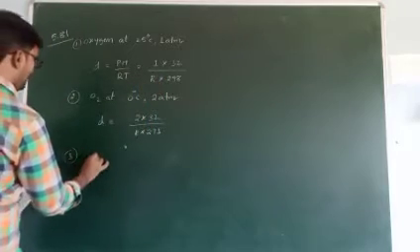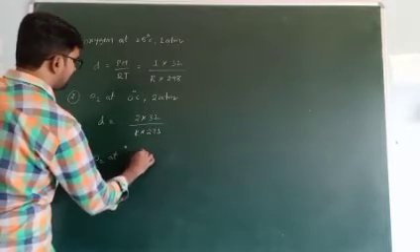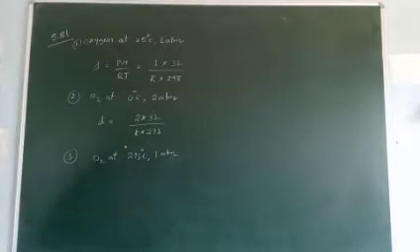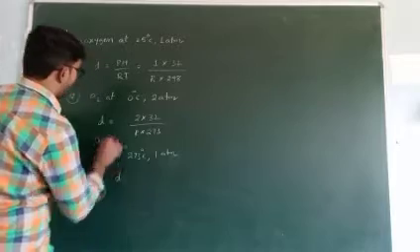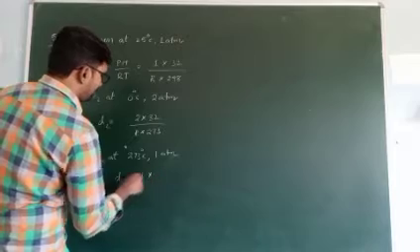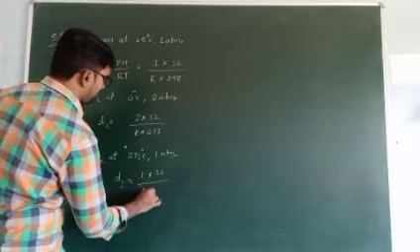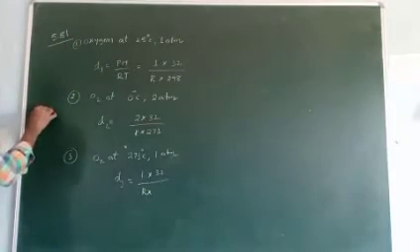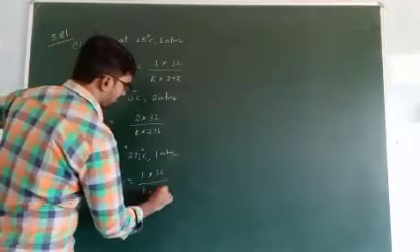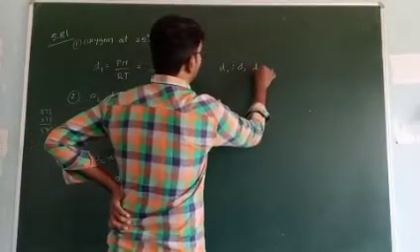Okay, third one, O2 at 273 degrees centigrade and 1 atmosphere. Now density for the third one. This is the first one, this is the second one, this is the third one. Pressure 1 into molecular mass 32 by R into temperature, 273 degrees centigrade means 273 plus 273, that is 546. Now D1, D2, D3.